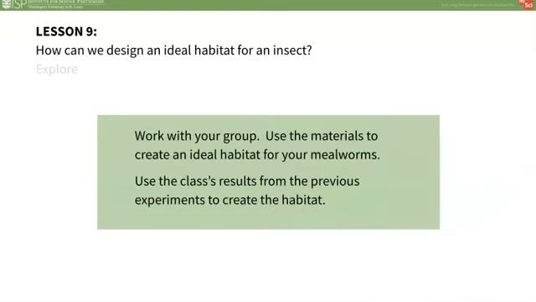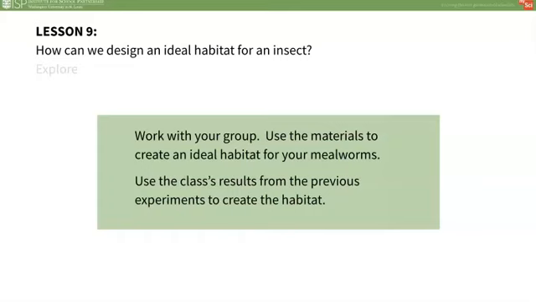In the Explore portion of this lesson, students will now be given the same materials from the previous lesson and continue working in their group to design the mealworm habitat. Remind them to use the whole class evidence from their previous experiments in order to create the habitat.